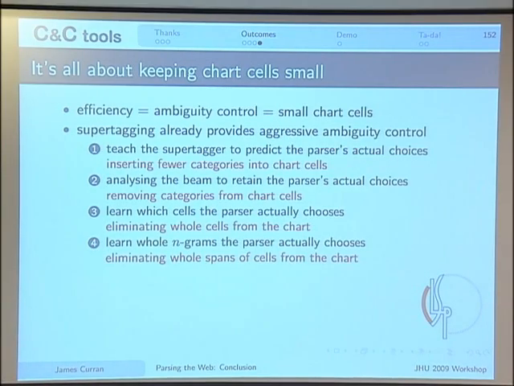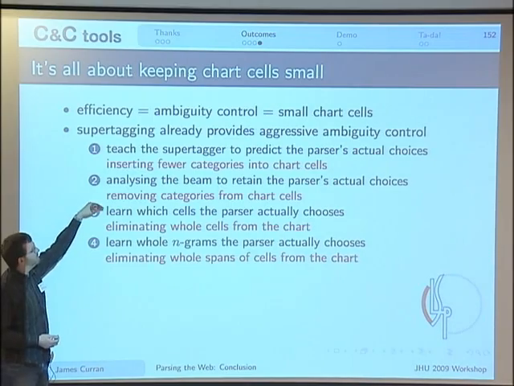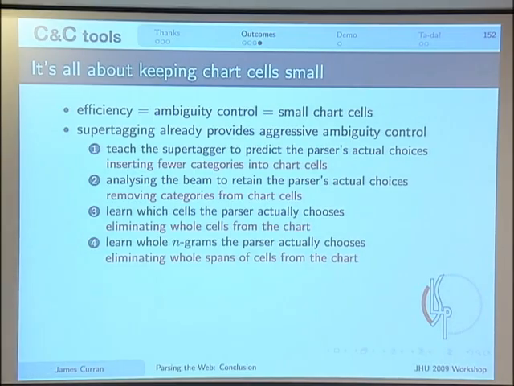Then if you think about Byung-Gyu's work on the beam search, this is exactly the same idea, where he was measuring what categories the parser actually chooses at a particular level, and which ones we can throw away. So rather than inserting fewer, it's the process of removing more at some later stage in the processing. The next level up in terms of aggression is to say we not only want to eliminate some of the categories from within a particular cell, we want to throw a whole cell away entirely, which is what Yue was working on.